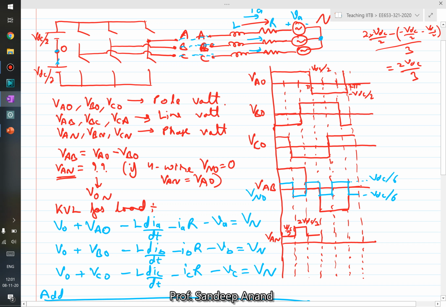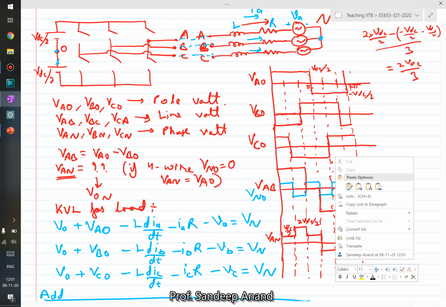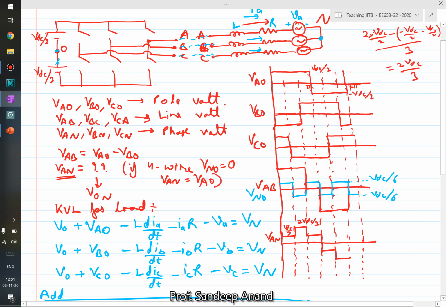And then you have the third also, you can check it yourself. Then you'll have the fourth, minus VDC by 3, minus 2 VDC by 3, again minus VDC by 3, and again 0. This is how your phase voltage is going to look like in this scenario, VAN, in case of a 3-wire system.